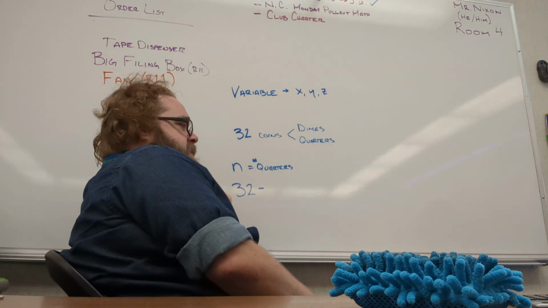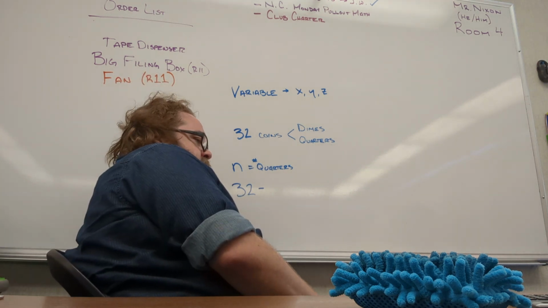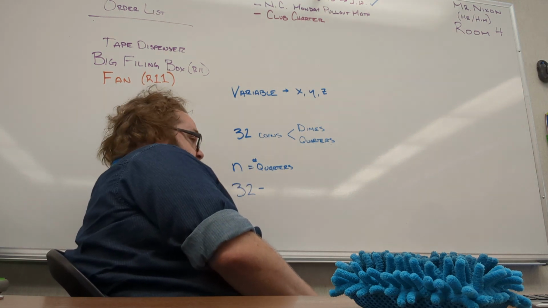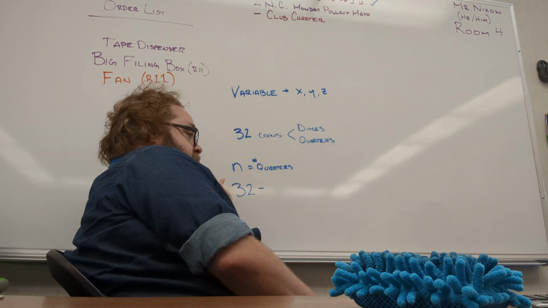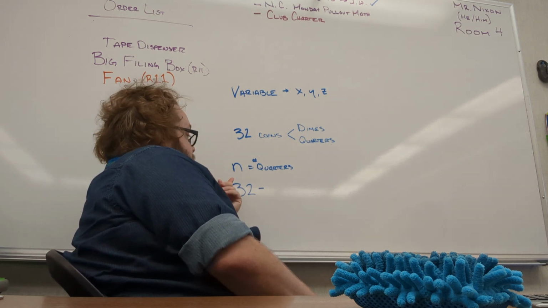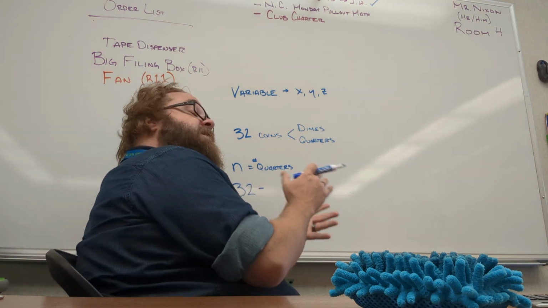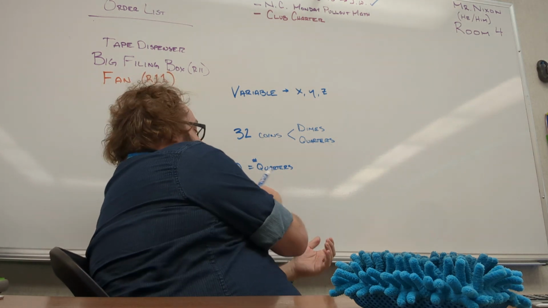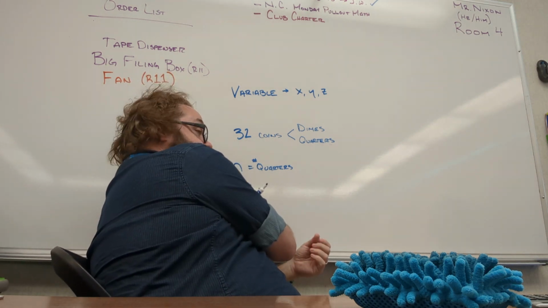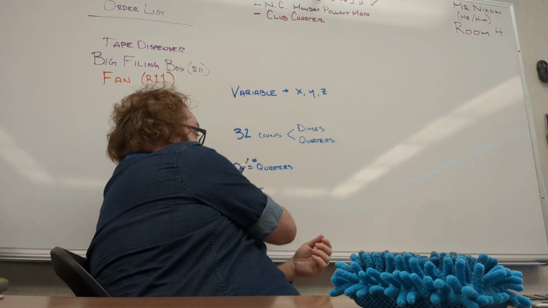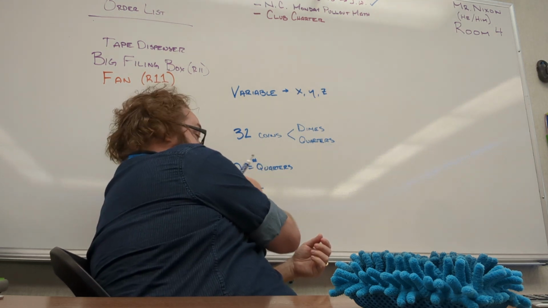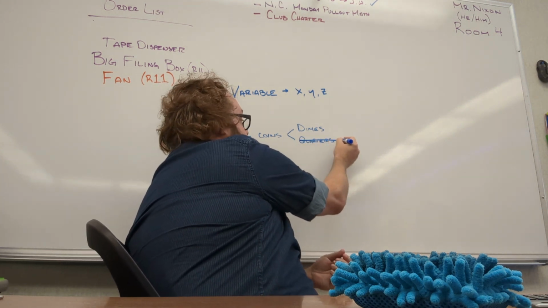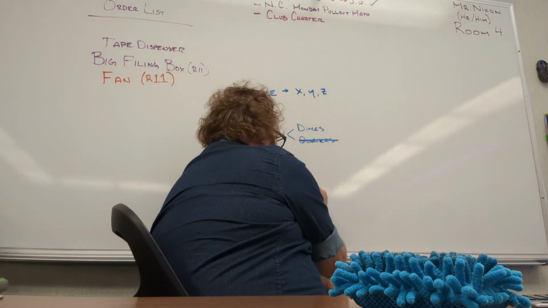Well, how many quarters do I have? Do we know the exact number? No. We have a variable. What's our variable? N. N's our variable. Because in algebra, remember, a variable is going to be the letter. You remember that? So if we say 32 total coins and we subtract our quarters, that's a variable. So 32 minus what? N. That's going to equal what? We got rid of our quarters, so what are we left with? Dimes. That's going to be the number of dimes we have.